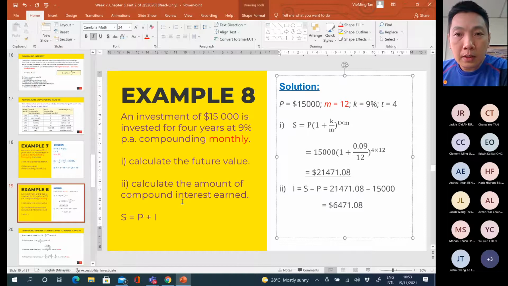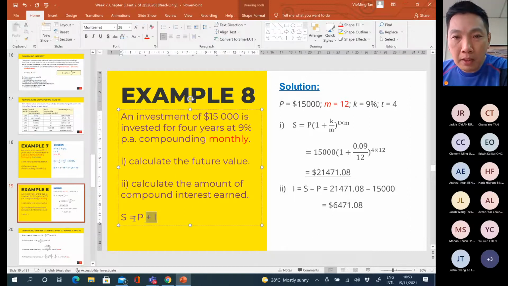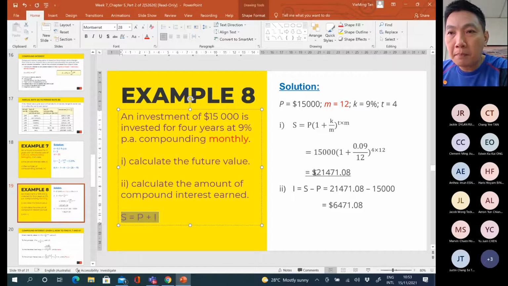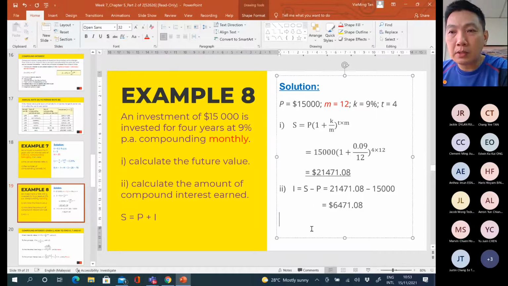Part 2, calculate the amount of compound interest earned. Compound interest earned means the I. So what we can do is transpose the formula by using this formula, so that I will be the subject. So it's S minus P. S is from here, P is from the original question itself, then we get I is equal to this number.